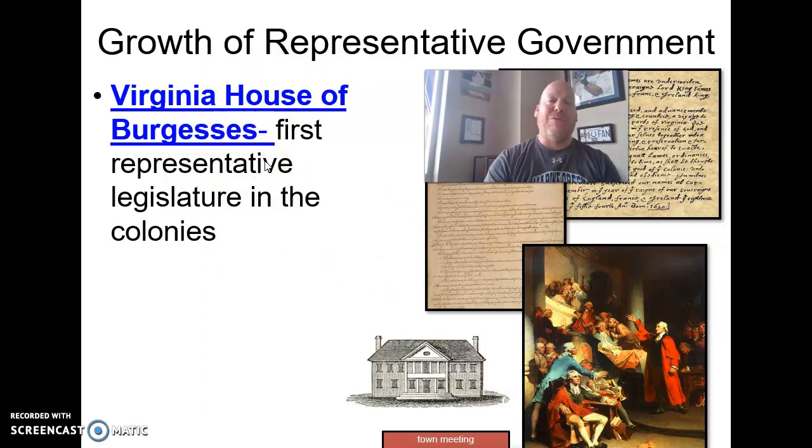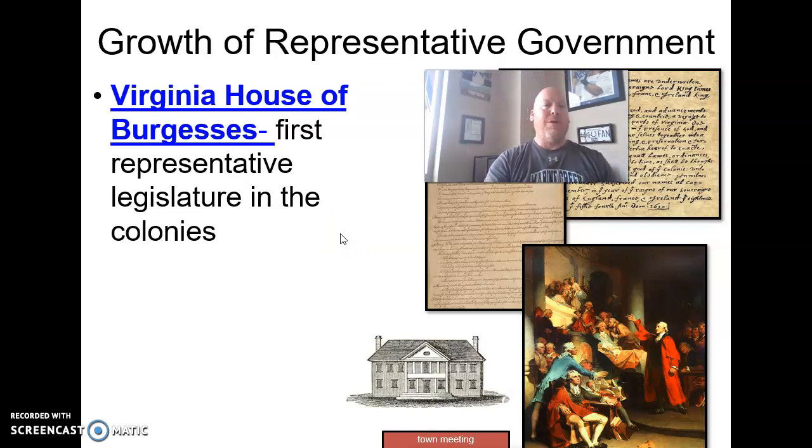Another guy named Patrick Henry, which we will talk about later, was also a member of the Virginia House of Burgesses. Okay, so these three things, the Mayflower Compact, the Fundamental Orders of Connecticut, and now the Virginia House of Burgesses, were three examples of the growth of representative government here in what would become the United States. Okay, so you may want to go back to your notes real quick and write in there, first representative legislature in the colonies. Basically, a group of people elected to write the laws for that particular place.